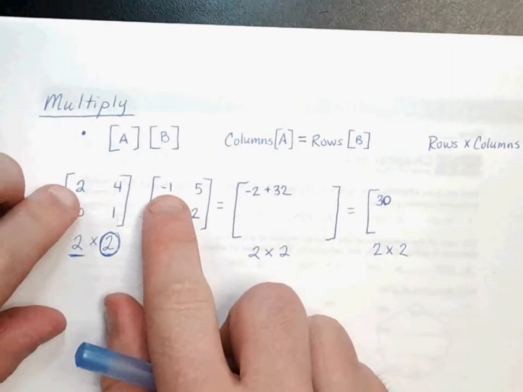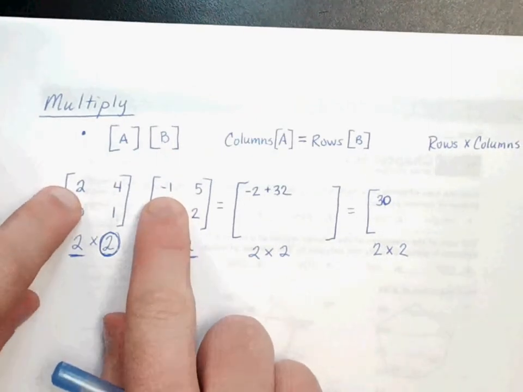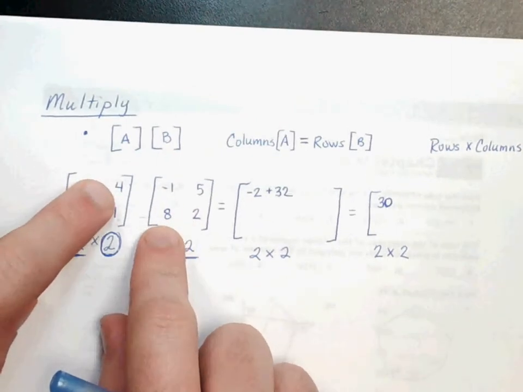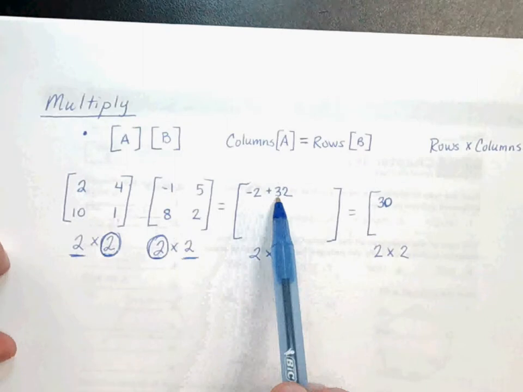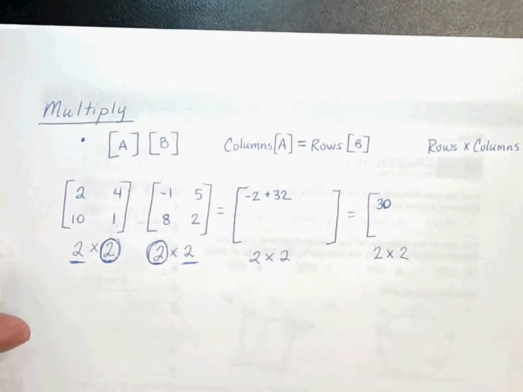Okay, we did 2 times -1. We did our little finger maneuver. Slide down and over. And we get 4 times 8, which is 32. We add those together. Okay, and we get 30.